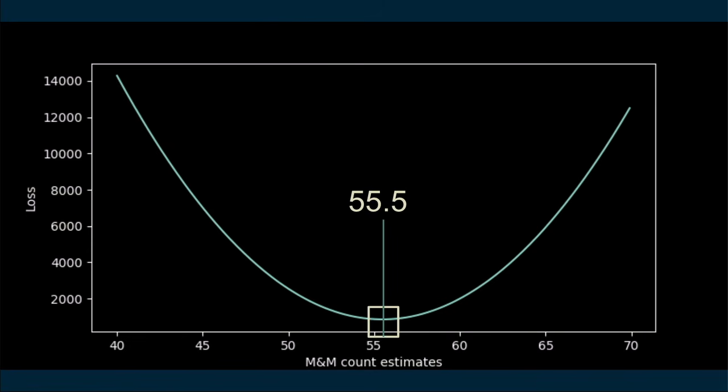Problem solved. So this is an example of numerical optimization, where we calculate this loss function, and then, because it's simulated, we can do exhaustive exploration and just pick off the lowest value.